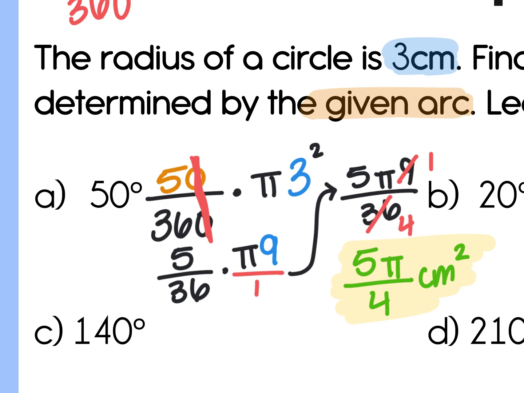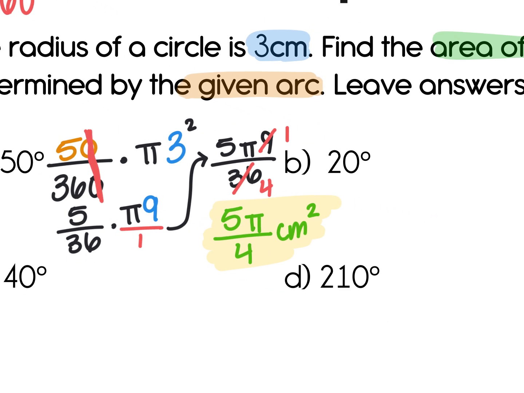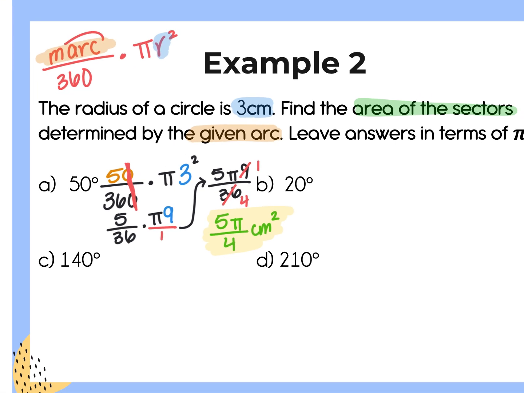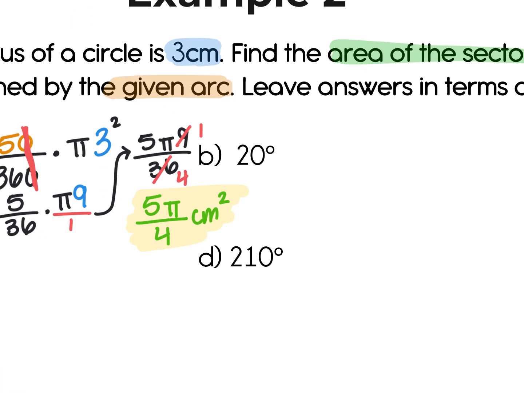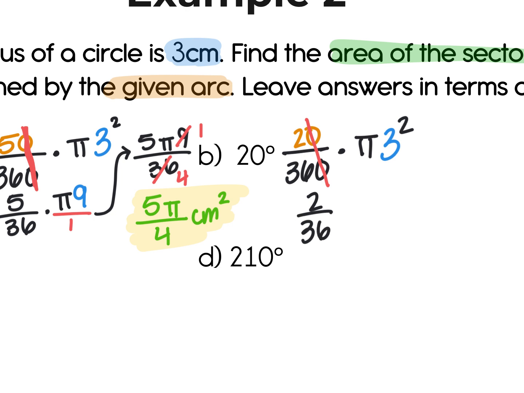I'm going to do B. Don't write anything down. I'm going to give you time to write it down. Follow along. See if you can do it in your head as I'm solving it. So looking at B, doing the same thing, I'm going to take that 20 over 360 times pi times my radius squared. They both end in a 0, so I'm going to cancel it out. Now I have 2 over 36, times pi times 9. Again, I'm going to put it over 1, and I'm going to squish them together.